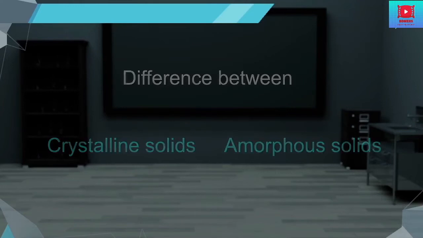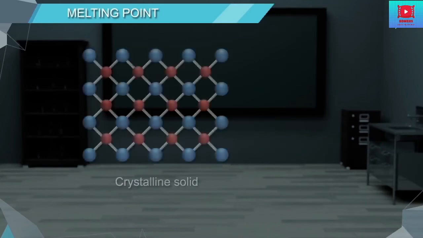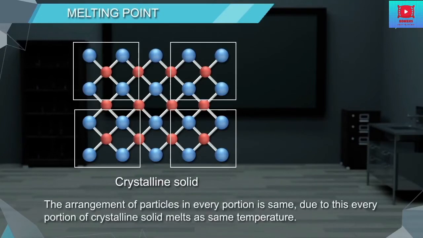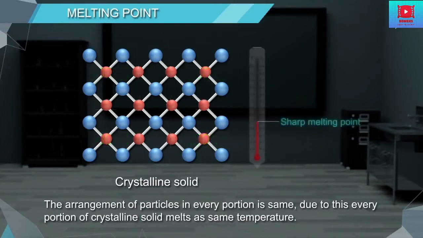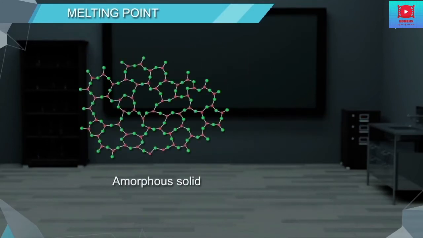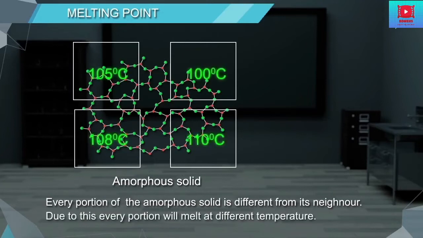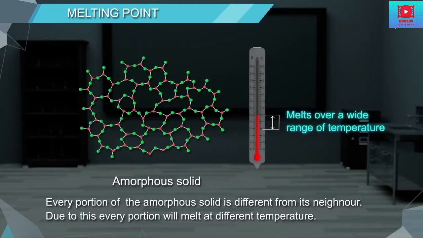Let us differentiate between crystalline and amorphous solids. The first difference is melting point. In crystalline solid, the arrangement of particles in every position is the same. Due to this, every portion of a crystalline solid melts at the same temperature. Therefore, crystalline solids have a sharp melting point, whereas in amorphous solids, every position is different from its neighbor. Due to this, every portion will melt at different temperatures. Therefore, amorphous solids melt over a wide range of temperature.